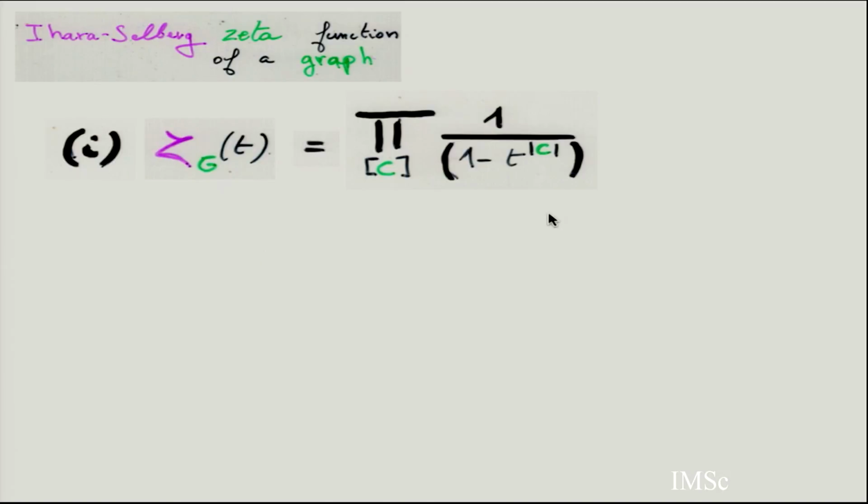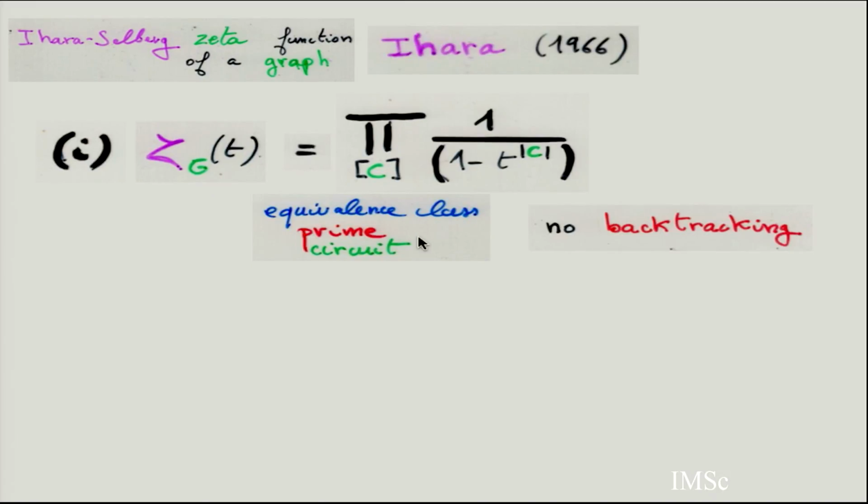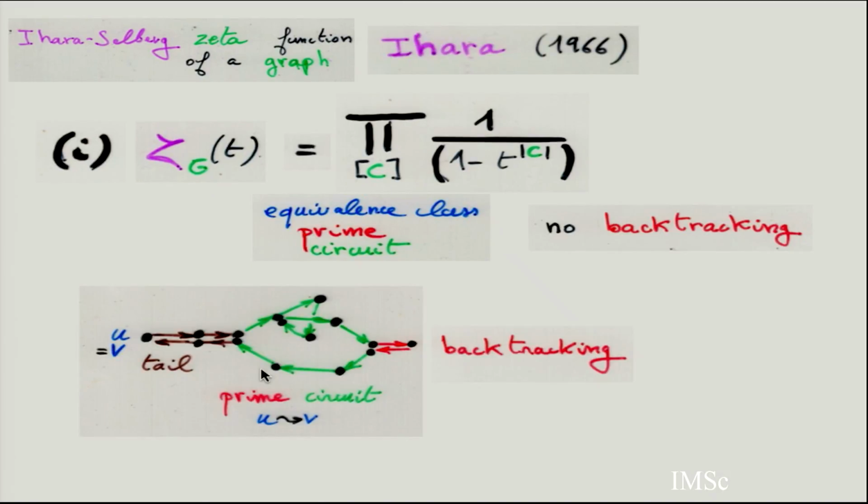And so no backtracking means, if you are working with a representant, a circuit, with starting point and ending point fixed, then no tail, no backtracking. Maybe in some papers you will see equivalence classes for prime circuits with no tail, no backtracking. But in the equivalence class, no tail, a tail is just backtracking. There is no need to distinguish tail and backtracking.